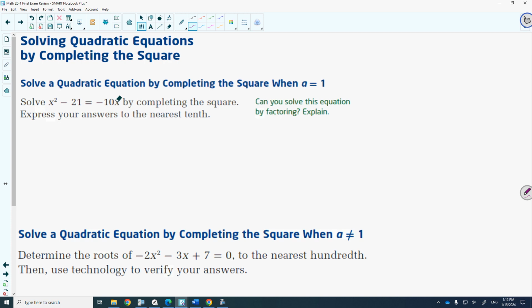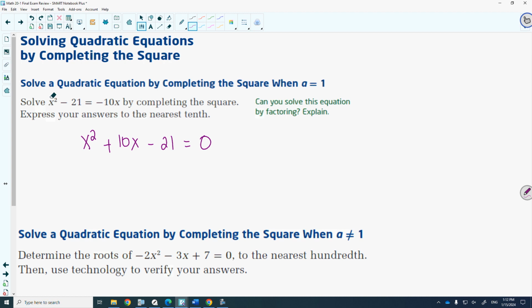When we solve, we could do the quadratic formula or factor, or we could type it into our calculator, but we have to have 0 on one side. I want my x squared to be positive when I'm solving. So I'm going to have x squared plus 10x minus 21 is equal to 0. Now, can this question be factored? Is this factorable? Can't be factored.